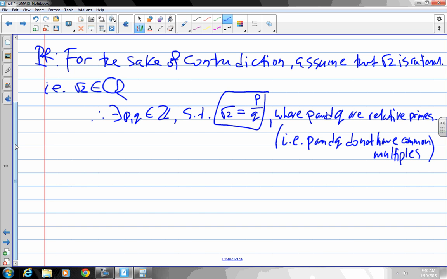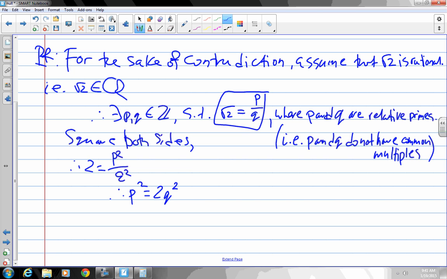Well, since the square root of 2 equals P over Q, if you square both sides, we get 2 equals P squared over Q squared. Right? If the square root of 2 equals P over Q, then 2 equals P squared over Q squared. Therefore, P squared equals 2Q squared, just rearranging the fraction.